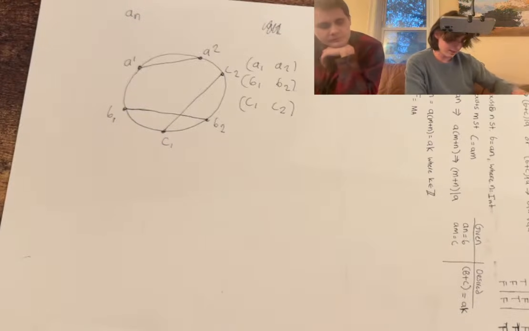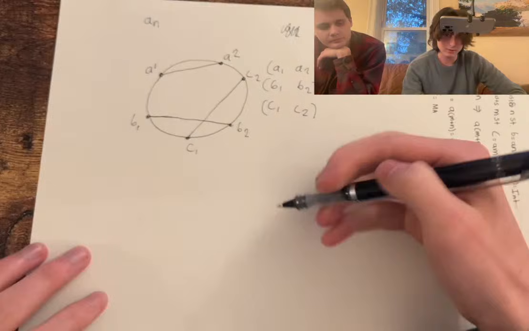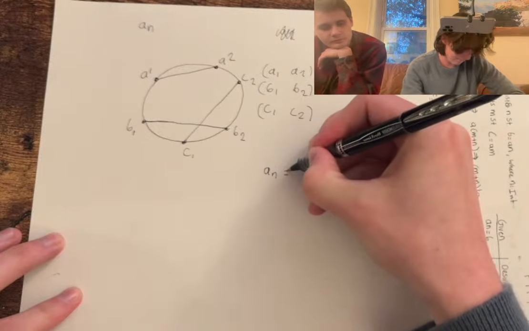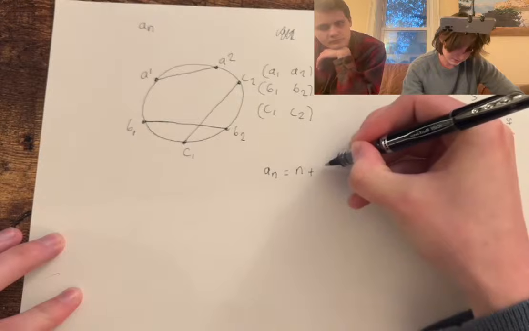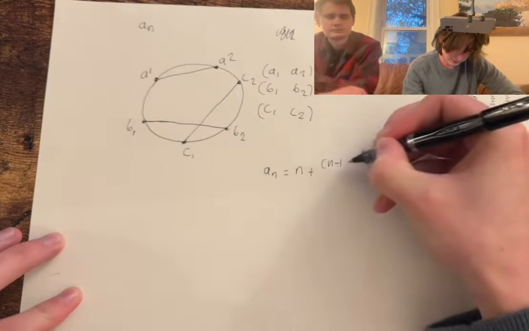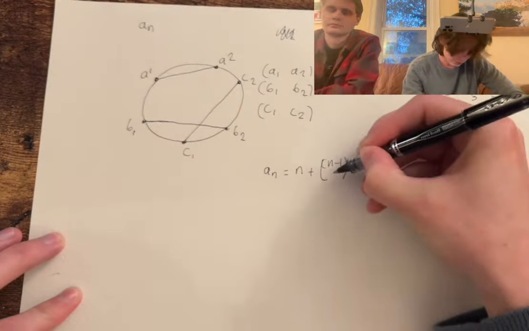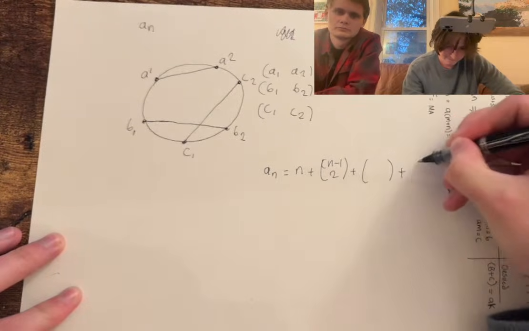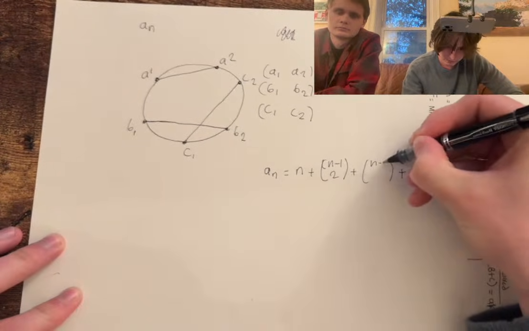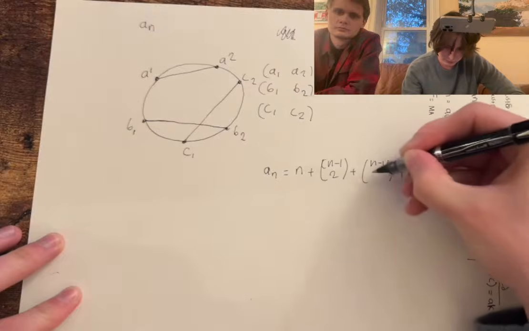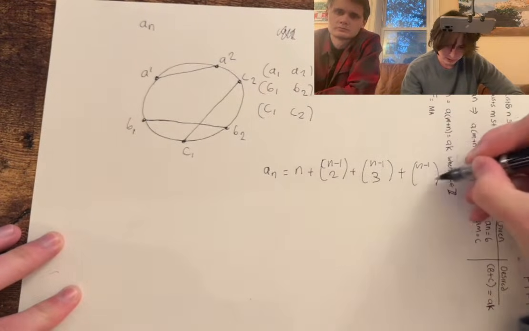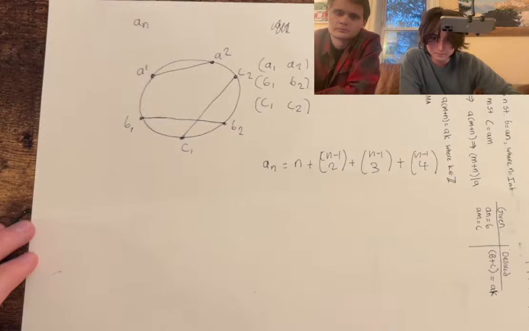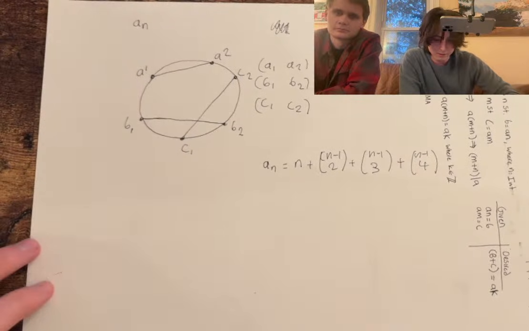So what they're saying A_n is equal to, I guess I'll just write that out, is n plus n minus 1 choose 2 plus n minus 1 choose 3 and choose 4. Okay.